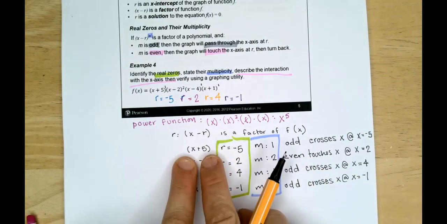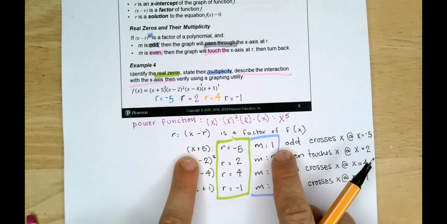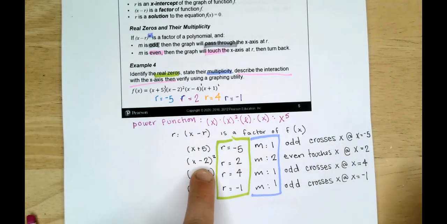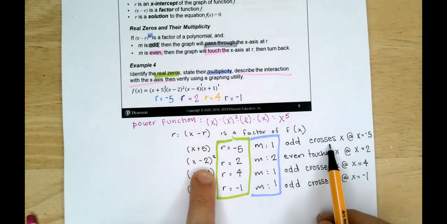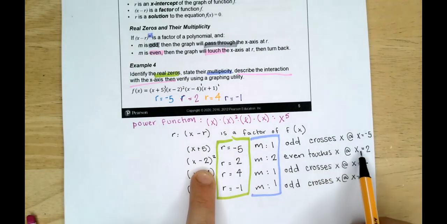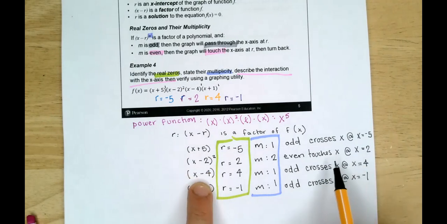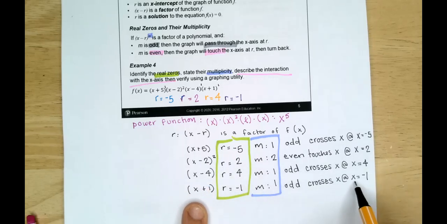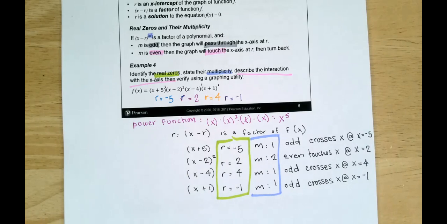So x plus 5 as a factor of our function means that this function is going to cross the x-axis at x equals -5. X minus 2 squared, the squared means it's only going to touch the x-axis and then come back up or go back down. At x equals 2, it's going to cross again at x equals 4 because of this one raised to the first power. And at x plus 1, that means it's going to cross at x equals -1 rather than touch. All right, let's imagine what this means.